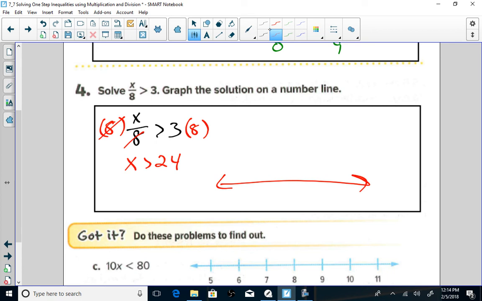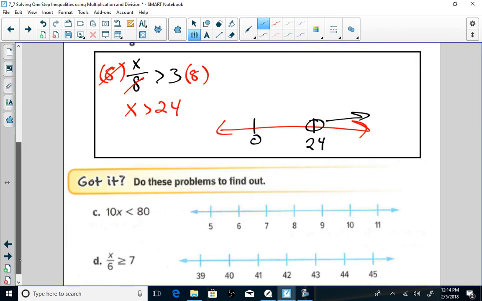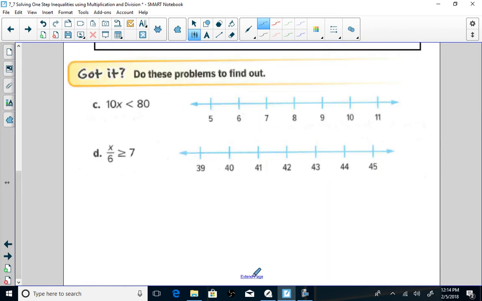I'm graphing that solution. I locate 0. 24 is to the right of 0 on the number line. It's an open circle because it's a greater than symbol. Solutions are going to be to the right of 24 on the number line. And always check it if you're not sure. So I'm going to pick something that's more than 24. Let's try 32. 32 divided by 8 is 4. 4 is greater than 3. So my solution looks good.